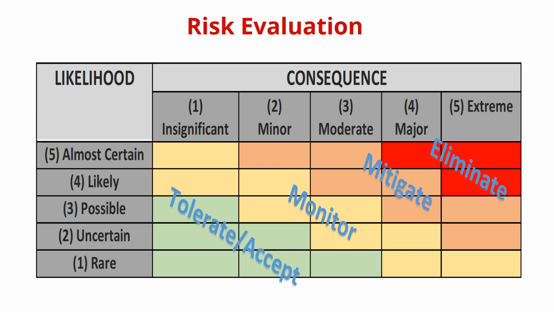So from this table, you can see the green part where it is rare, unlikely, and in terms of the consequences, insignificant, minor. These are the acceptable risks that move on to monitor, mitigate, and of course, where we would like to eliminate the extreme consequences with almost certain likelihood of a disaster or hazard happening.